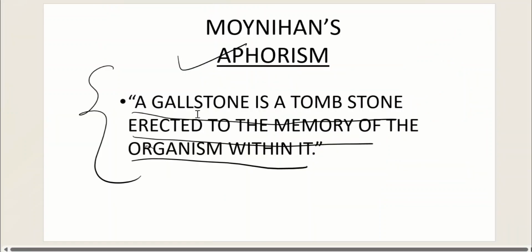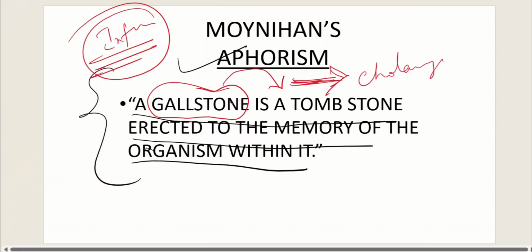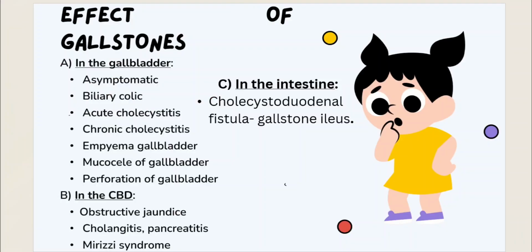Hunt's aphorism states that a gallstone is a tombstone erected to the memory of the organism within it. That infection is a precipitating factor, an important factor for gallstone formation, and also gallstone is a source of infection leading to cholangitis, a life-threatening condition. So now, the effect of gallstone.